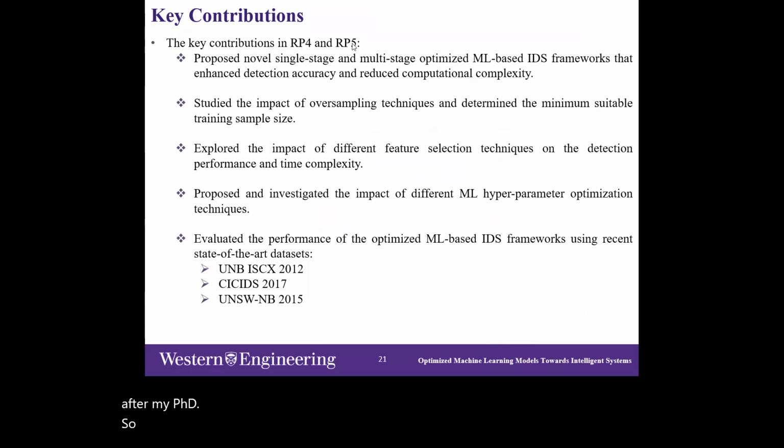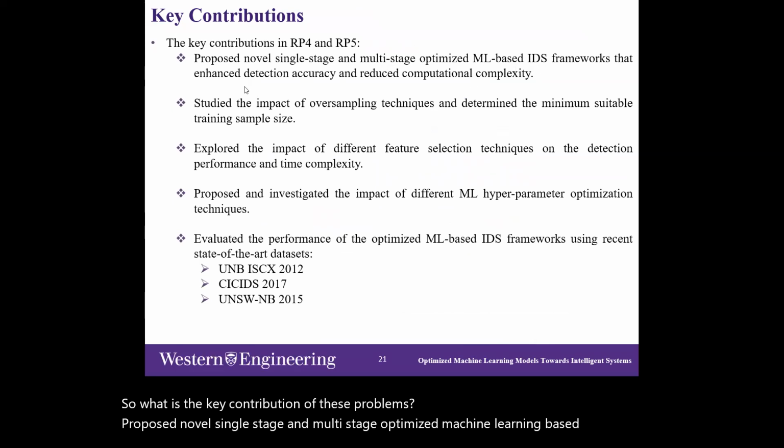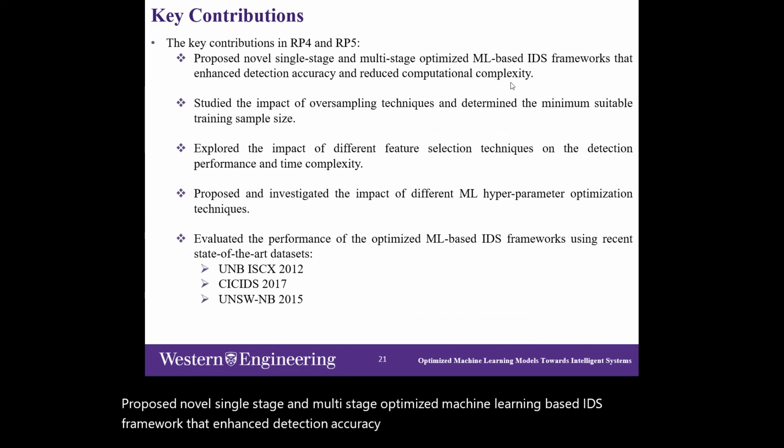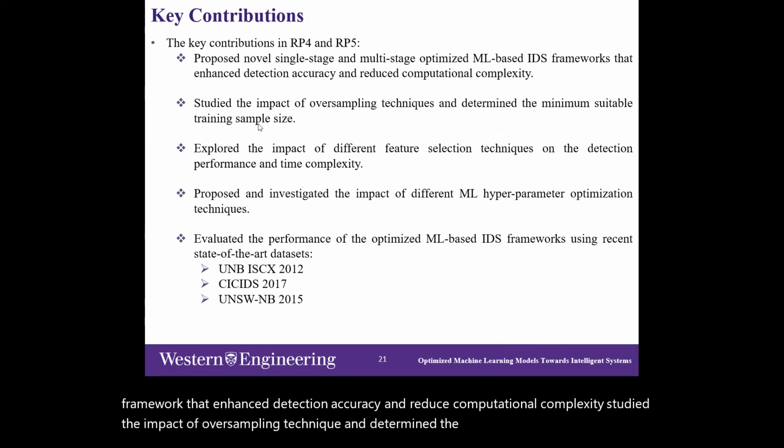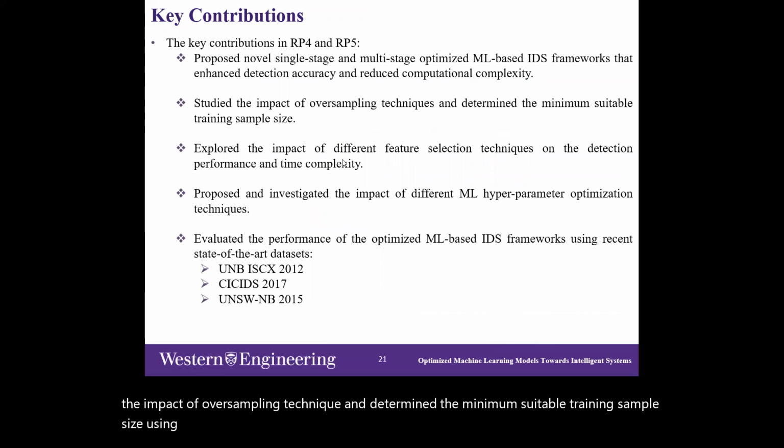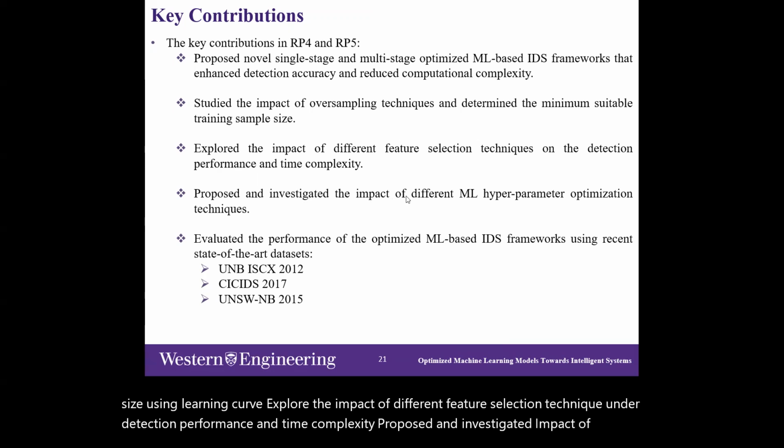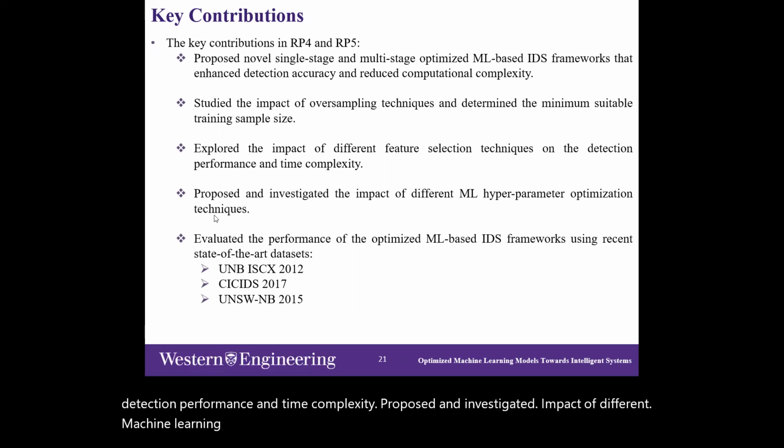So what is the key contribution of these problems? A proposed novel single-stage and multi-stage optimized machine learning based IDS framework that enhances detection accuracy and reduces computational complexity; studied the impact of oversampling technique and determined the minimum suitable training sample size using learning curve; explored the impact of different feature selection techniques on the detection performance and time complexity; proposed and investigated the impact of different machine learning hyperparameter optimization techniques. It has been evaluated on 3 different data sets, and this showed that we can generalize our novel model.